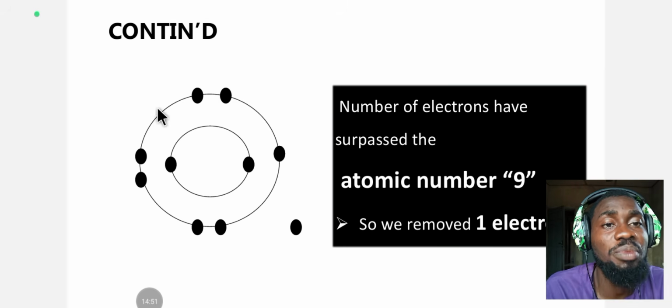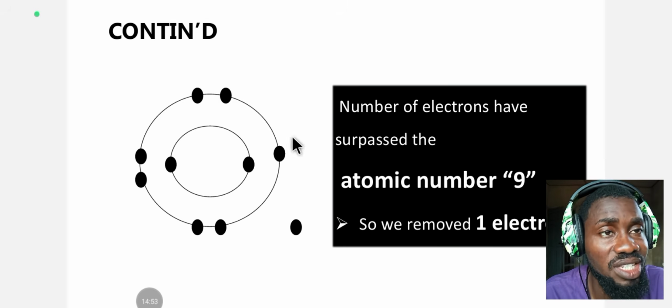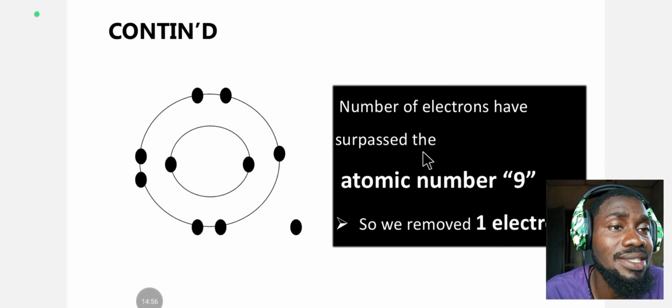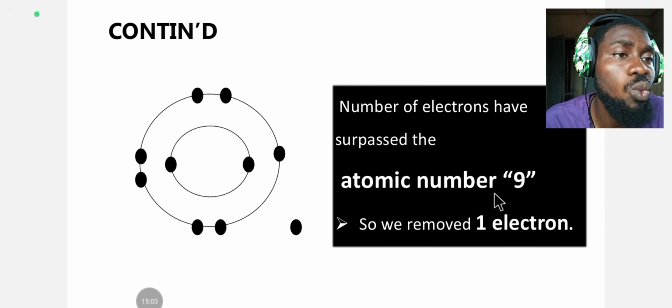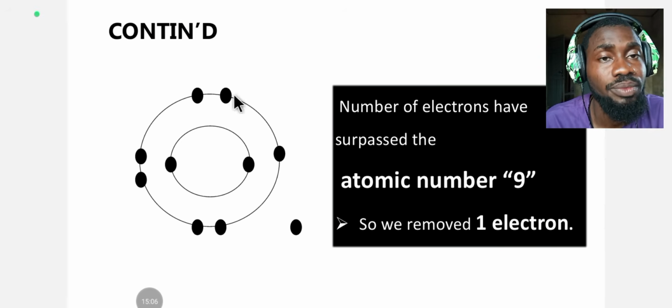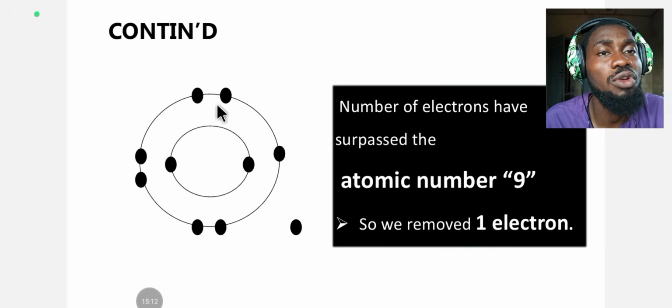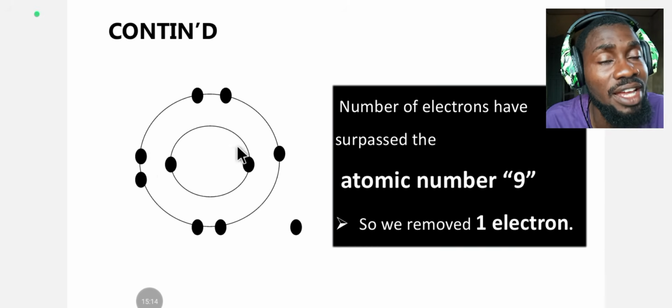This is the orbital diagram we just drew. What did you notice here? The number of electrons has surpassed the atomic number of fluorine, which is 9. And what did we do next? We removed 1 electron, which is this. So this is the orbital diagram of fluorine. If you count the electrons present here, you are going to get 9.